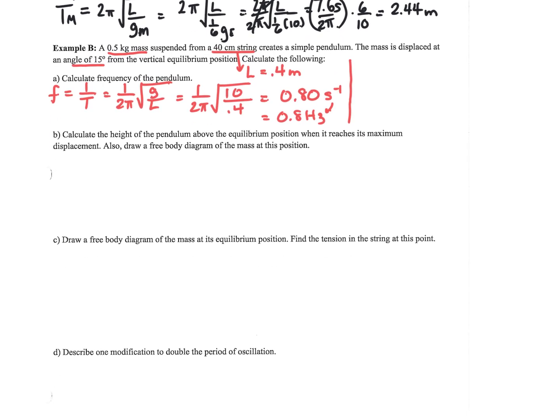All right, so what we know is in equilibrium, it's hanging here. And what we've got is now got it hanging here. And we know this is 15 degrees, don't we? Okay, so that is 15 degrees. So what we notice is we've got a right triangle. We want to know the height of the pendulum above the equilibrium position. Here's a right triangle. This is L, okay? Which means we can find this chunk of it.